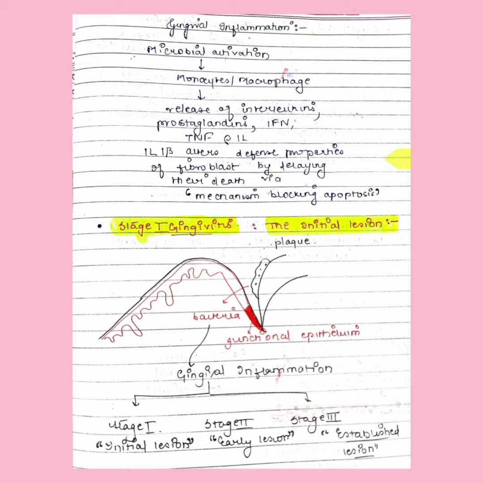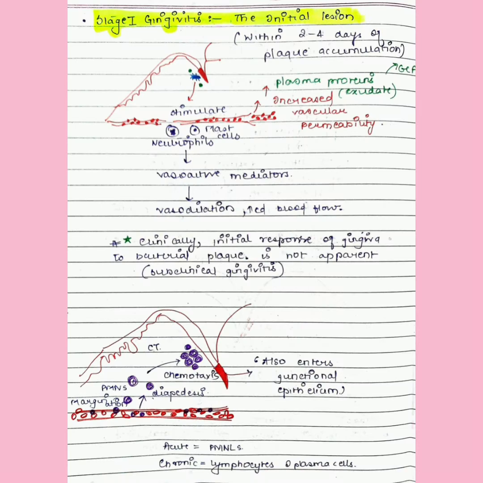So this is a quick revision video. We'll be discussing gingival inflammation. So we know the basic steps in inflammation. Let's proceed with stage 1, that is the initial lesion. This starts within 2 to 4 days of plaque accumulation.